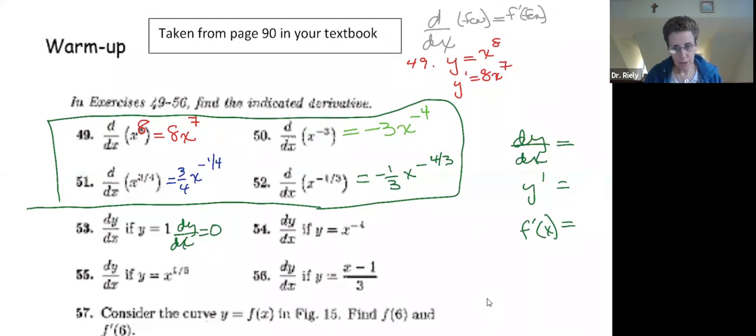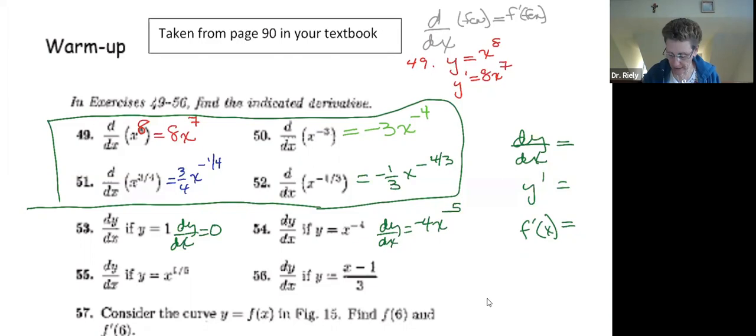Okay, that's that notation. This is why I'm doing the video, because I want to make sure that the notation is all straight in your mind. Okay, 54, find dy dx if y equals x to the negative 4. And so you would say dy dx equals negative 4x to the negative 5. Okay, so if they asked you for dy dx, you should not say y prime equals or f prime of x equals. You should use the notation that they're asking for.